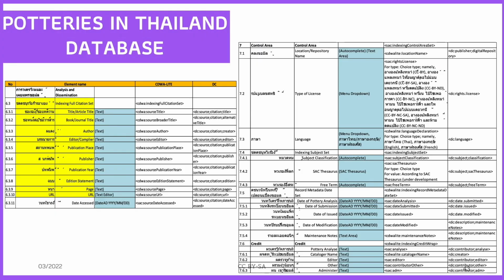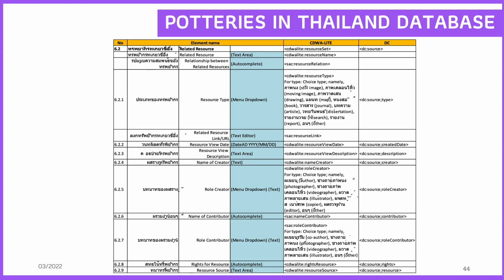Analysis and dissemination. Store information about the analysis and the source of the data of the analysis of the pottery. Related resources. Store information about the related matters of the pottery's information, such as related documents, related persons, and other collaborators of the analysis, such as photographers, illustrators, editors.